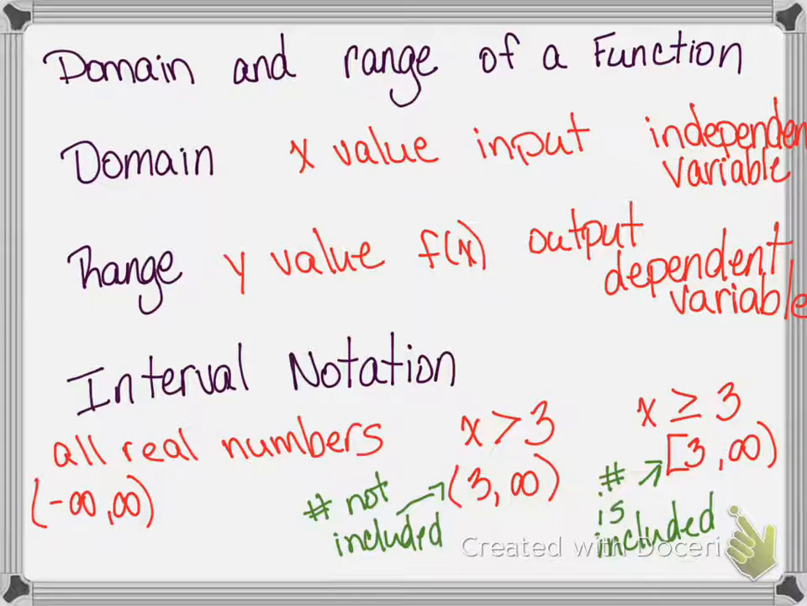Domain is associated with my x value. It's also associated with my input. In science and in statistics, you might also hear that called the independent variable. So anytime we're talking about the domain, we're talking about the x value, the input, the independent variable, the values that are on the horizontal axis. So when I'm talking about domain, you're looking at the horizontal axis, which is the x-axis.